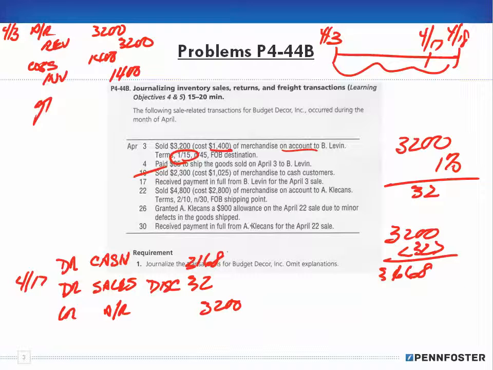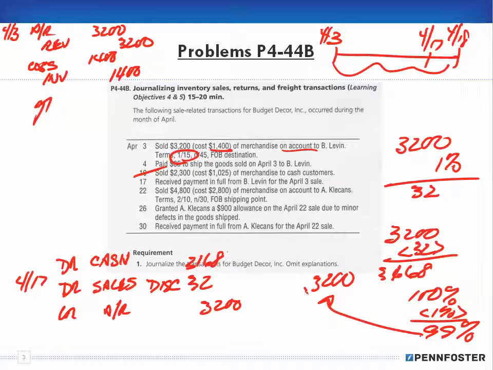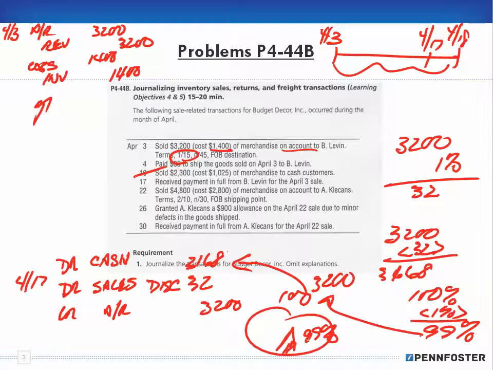I could have also, just to figure out the cash, taken 3,200 and said 100% minus 1% is 99%. So I could take 99% of the 3,200 because that's the amount I'm going to be receiving. It's like that pie chart thing. This is 100%, this is 1%, then this has to be 99%. So this is the amount in cash, and this is the amount in discount. So that's the journal entry for that.